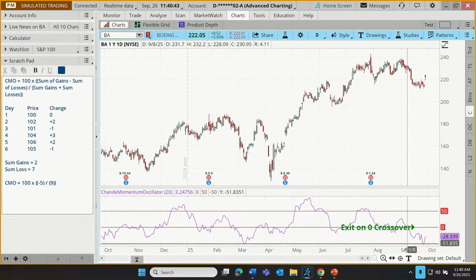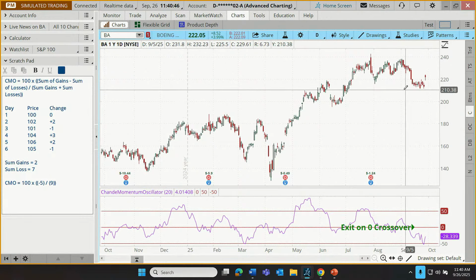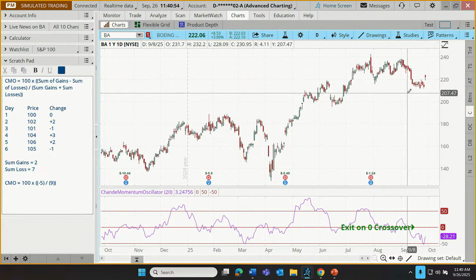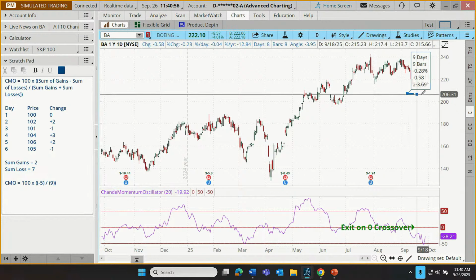But we are going to put in a hard stop on this. It looks like our recent lows are 211. A couple of percentage points below that is going to be down at about 207. So I'm going to put a stop right down around here.